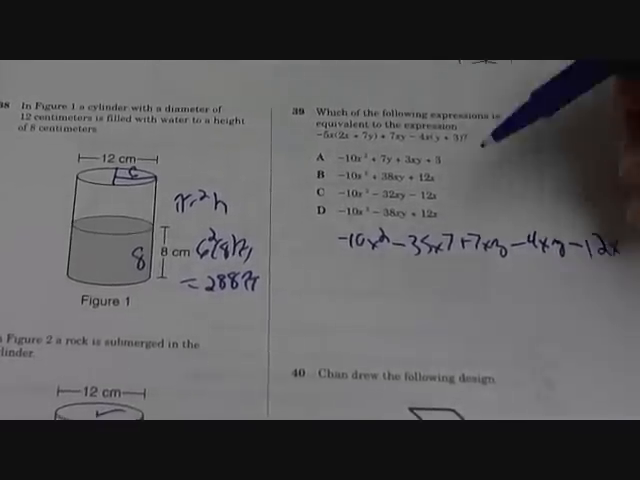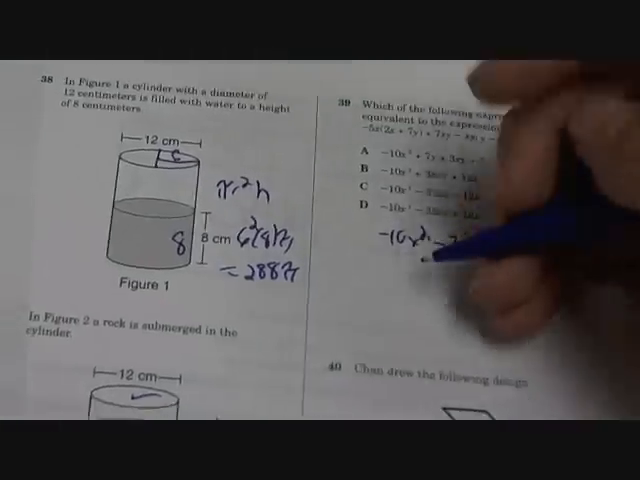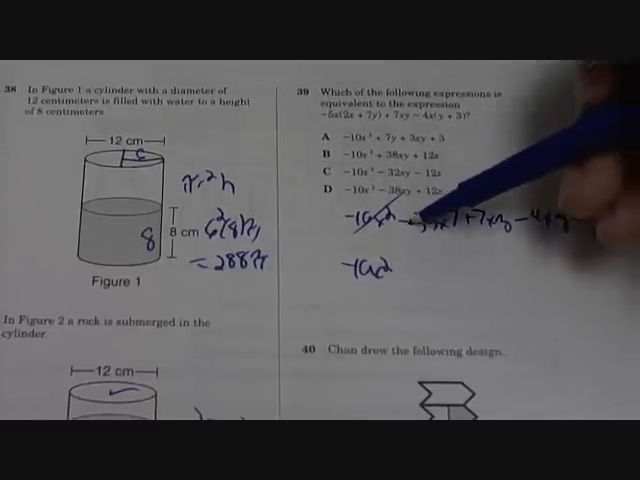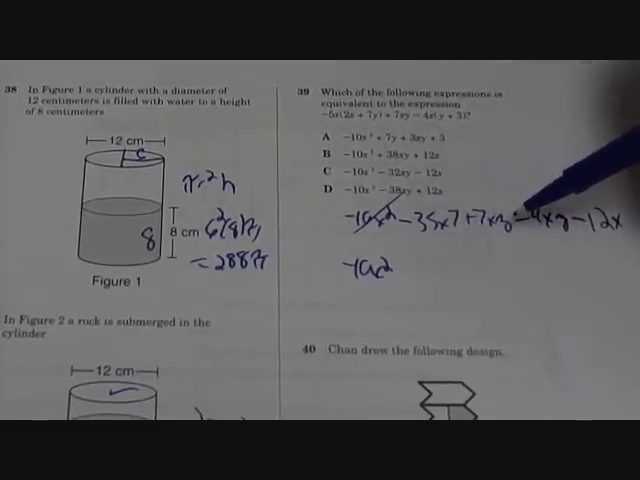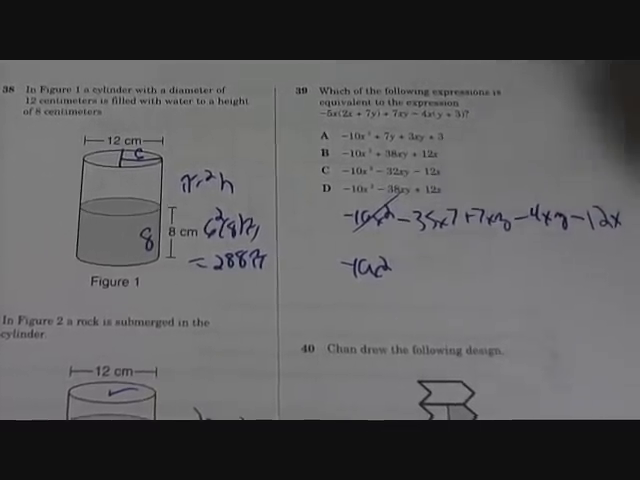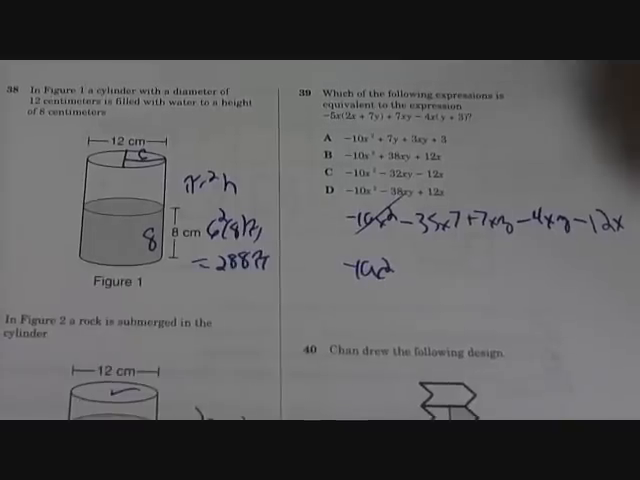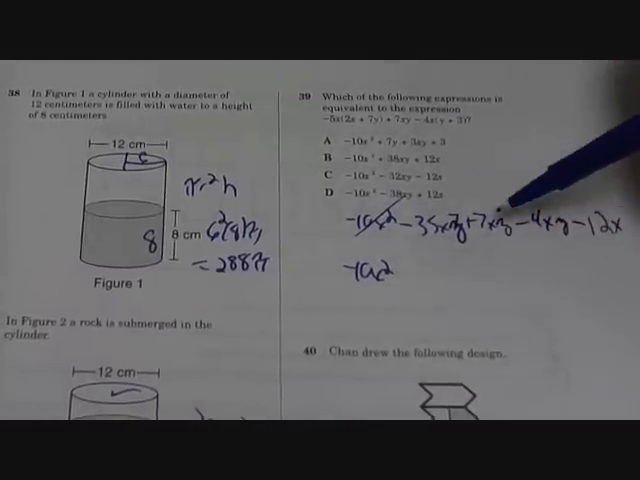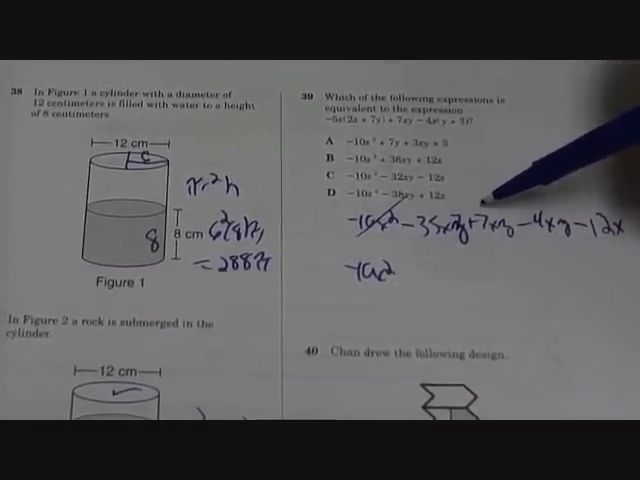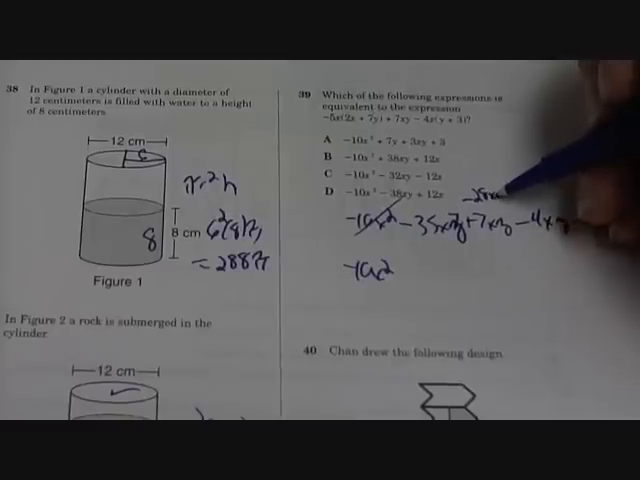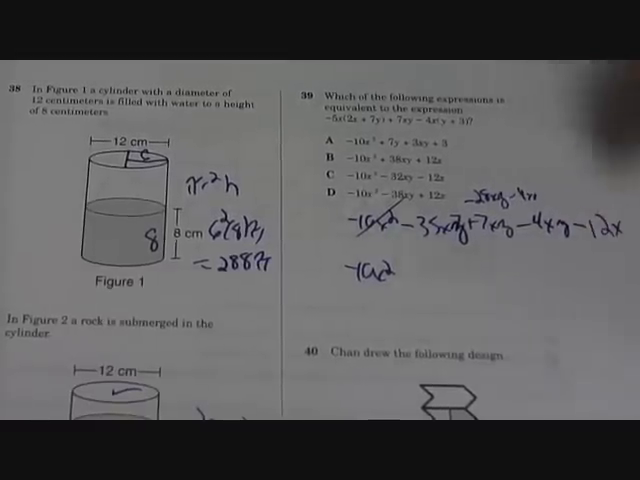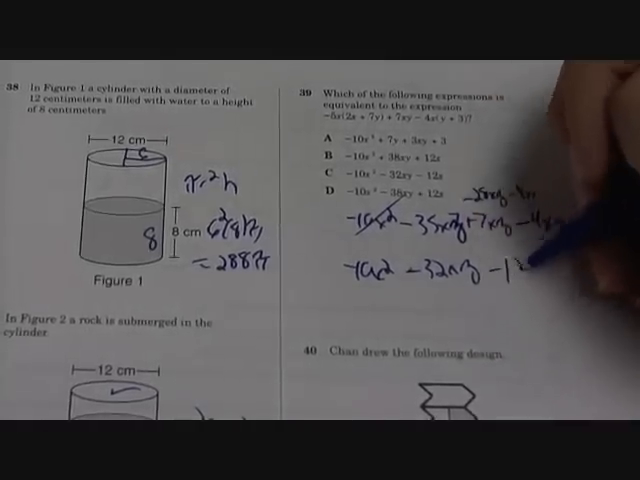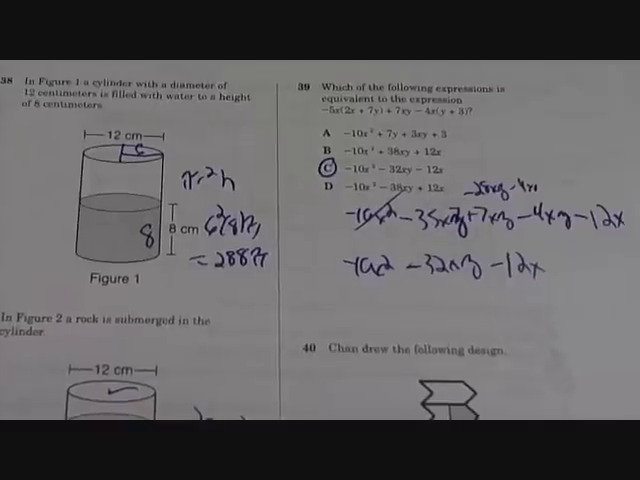Now combine like terms. There's no other x squared, so it's negative 10x squared. Combine the xy's: negative 35, plus 7xy, minus 4xy. Negative 35 plus 7 is negative 28, minus 4 is negative 32. So negative 32xy minus 12x. So the answer is C.